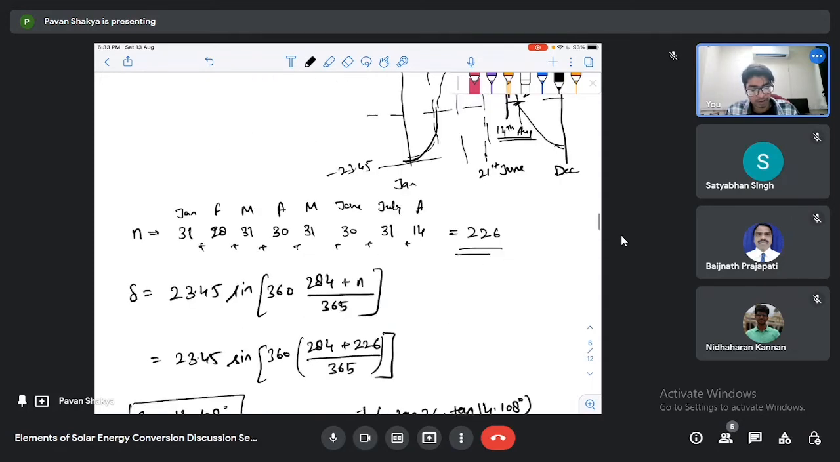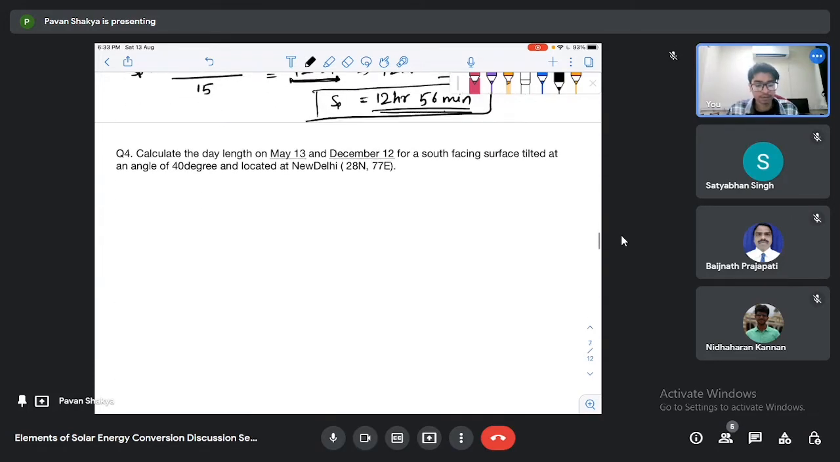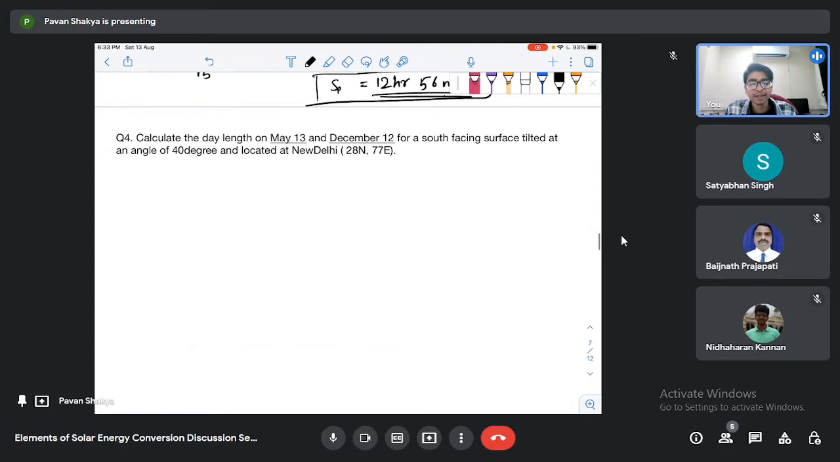Okay, so let's move to the next problem: calculate the day length on May 13 and December 12 for a south facing surface tilted at an angle of 40 degrees and located at New Delhi.